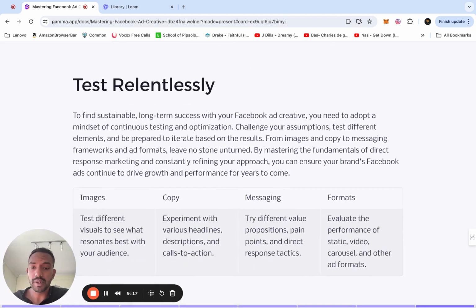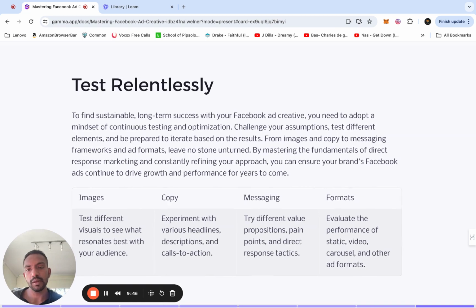And you need to test relentlessly. At the end of the day, you need to test different visuals, see what resonates best, different copy, different types of value propositions, different pain points, different direct response tactics, urgency, relevancy, scarcity, social proof, all of these things. And you need to see what works best. Is it images? Is it videos? Is it carousel? And you always want to challenge your assumptions, test different elements, and always be prepared to iterate based on the results. So don't leave any stone unturned.